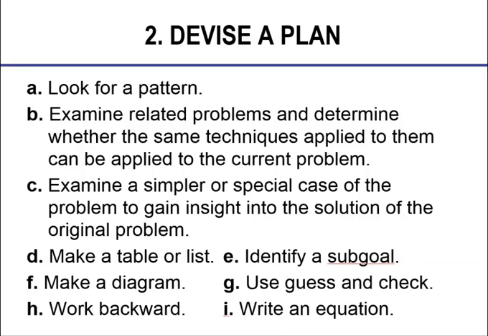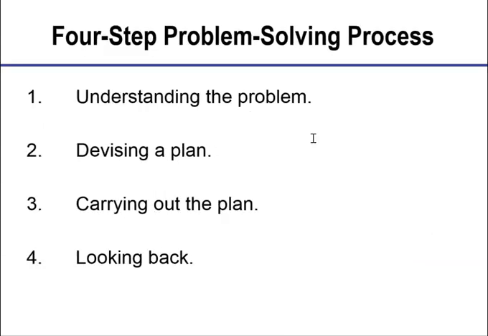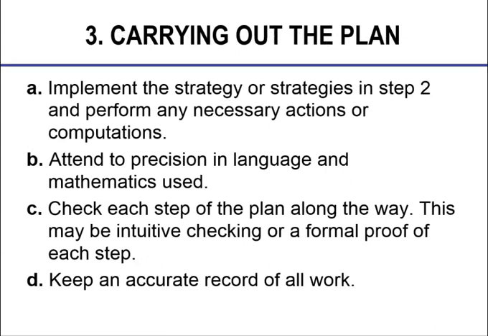So remember, 1 is understand the problem. 2 is devise a plan. 3, let's go back and look at our list for the 4 steps, is carrying out the plan. So after we devise a plan, we need to carry this thing out. What are some guidelines to carry it out? How about A, implement the strategy or strategies in step 2 and perform any necessary actions or computation. I know that's very generic, but that's the idea. B, attend to precision in language and mathematics used. Be really careful with all the steps in your problem.